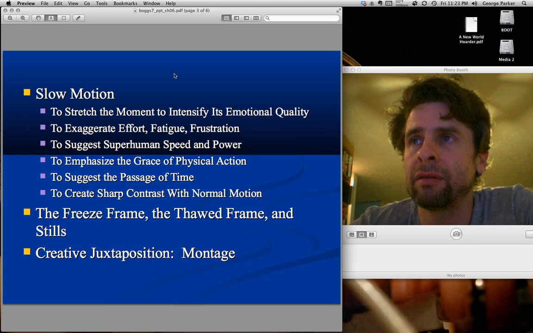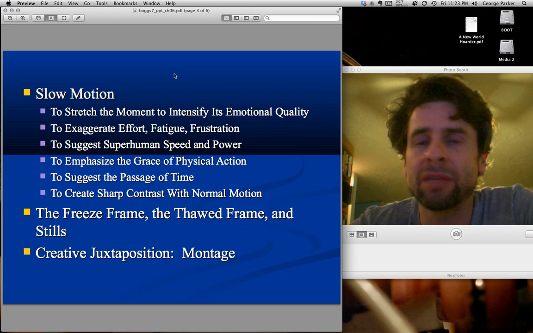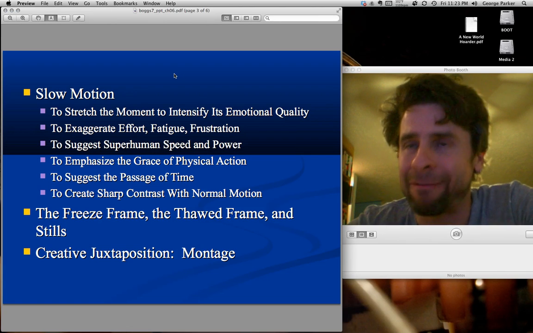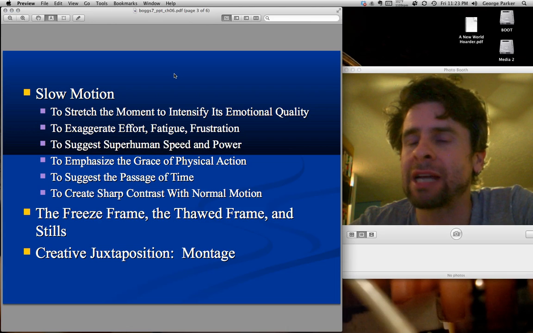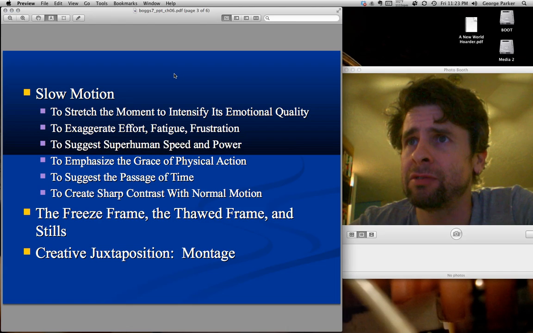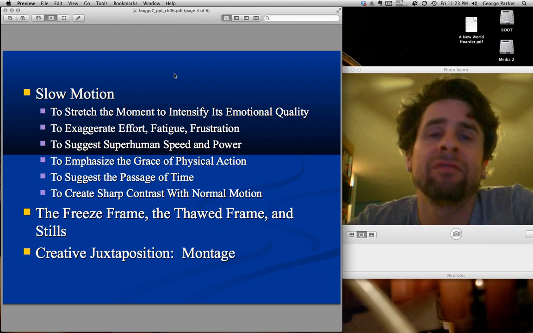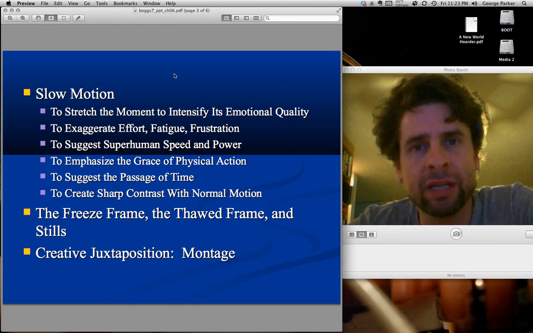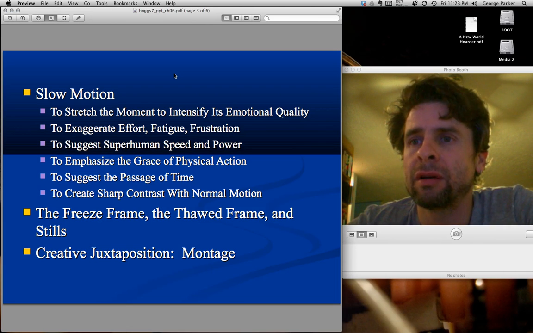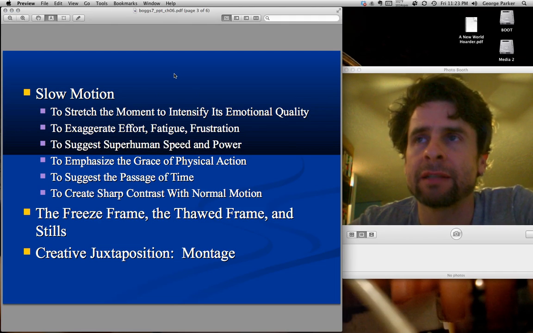But slow motion can intensify the quality of a moment. We can see something and appreciate the movement of something that we couldn't see unless it was slowed down. It could exaggerate effort, fatigue. It could exaggerate frustration. It can convey superhuman speed or power. I mean, it can convey a lot of things. The way to do it is to look at the use of slow motion in your film, if you see it occur, and to figure out exactly what it is conveying and how it is conveying it.